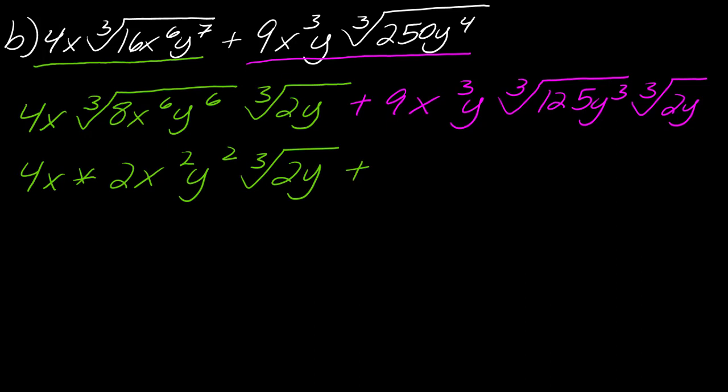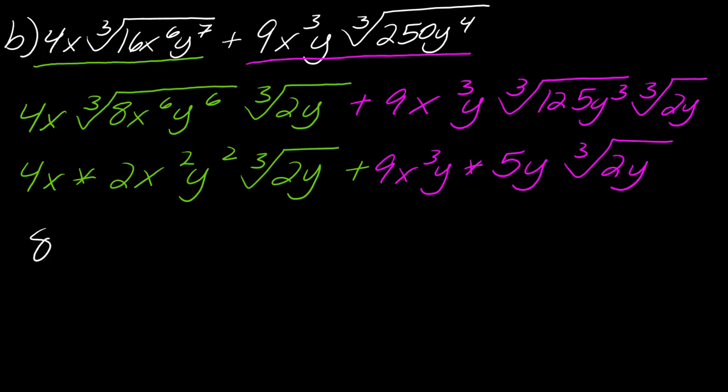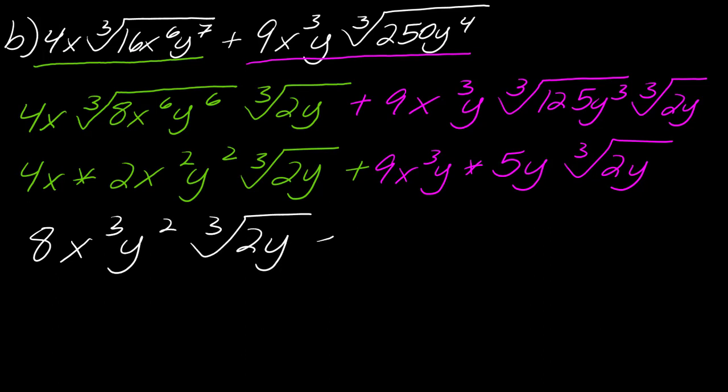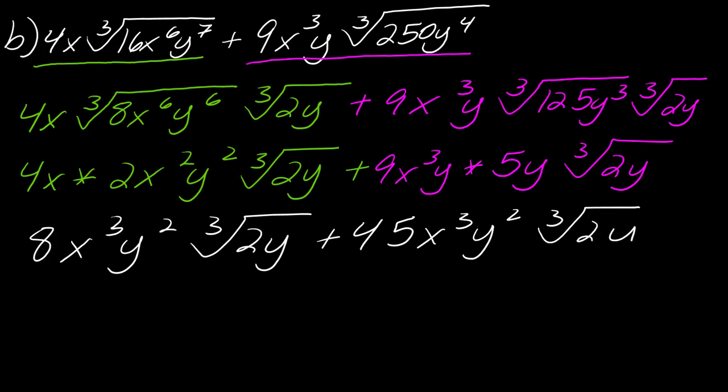And then this next part will be 9x cubed y times 5y times the cube root of 2y. And so now if I simplify all of this, this becomes 8x cubed y squared times the cube root of 2y plus 45x cubed y squared times the cube root of 2y.